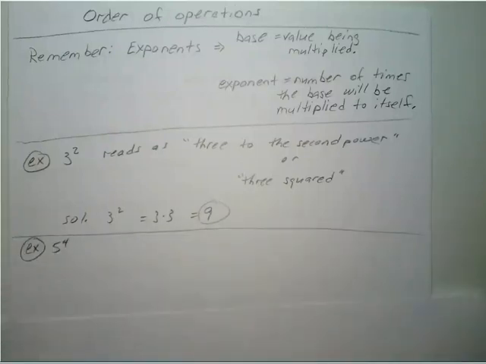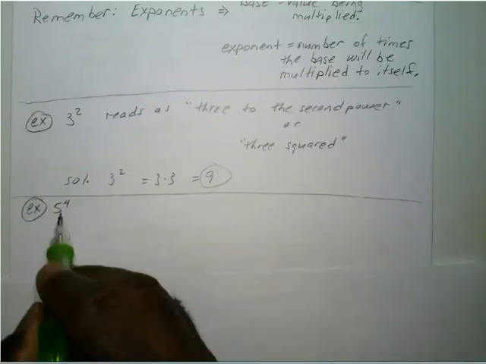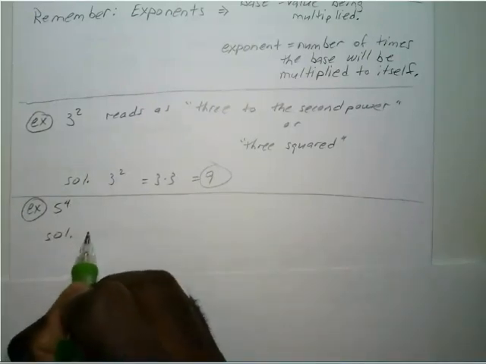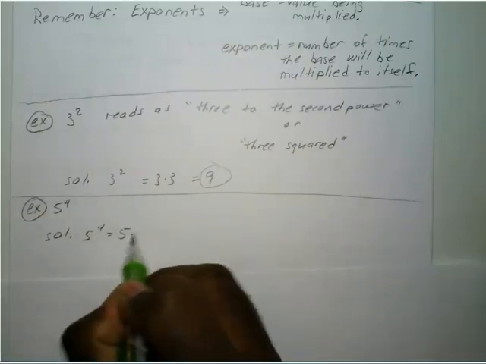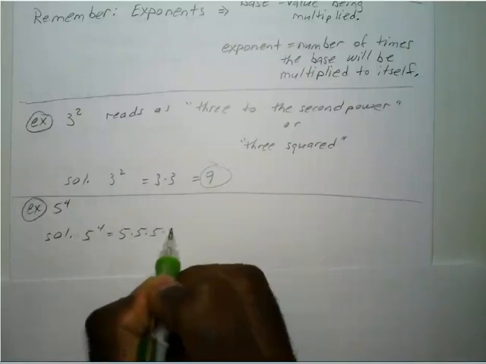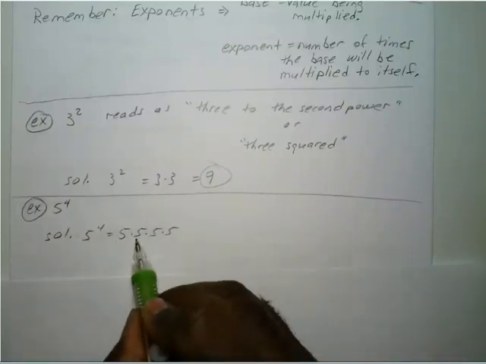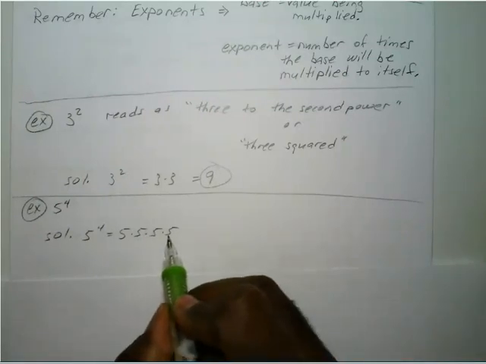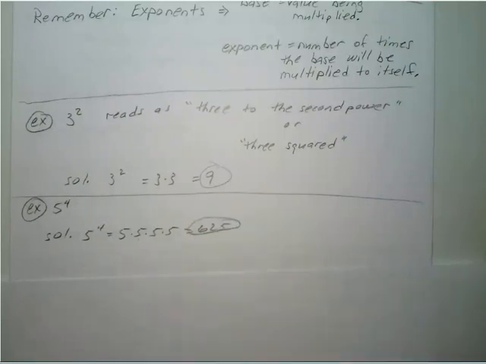Okay, so let's say we move up to another one just to keep a little bit of practice in. Say 5 to the 4th power. To solve that one, you have 5 to the 4th power, which is 5 times 5 times 5 times 5. 5 times 5 is 25. 25 times 5 is 125. 125 times 5 is 625.